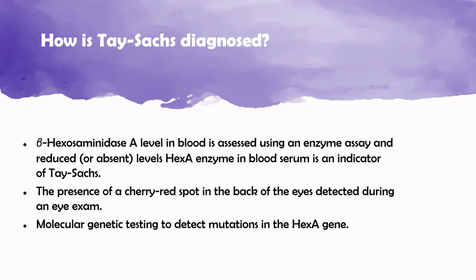However, the proper way of diagnosing Tay Sachs disease is molecular genetic testing to detect mutations in the HexA gene that are responsible for Tay Sachs. It should be noted that the molecular genetic testing is only available in certain labs. Tay Sachs can also be diagnosed prenatally through the use of screening such as amniocentesis, which can be used to detect if the developing fetus has a chance of developing Tay Sachs in the future.